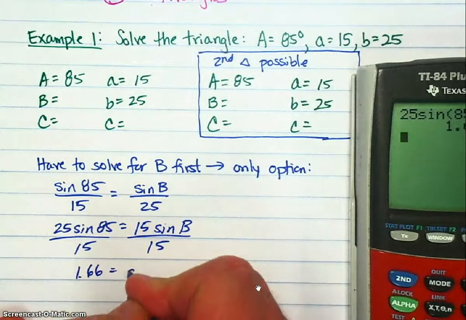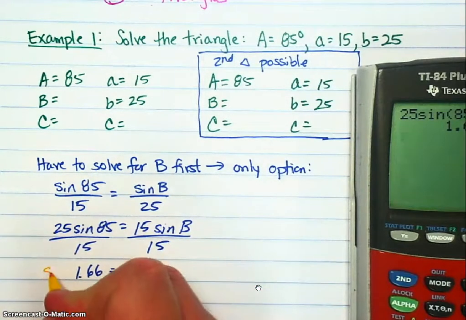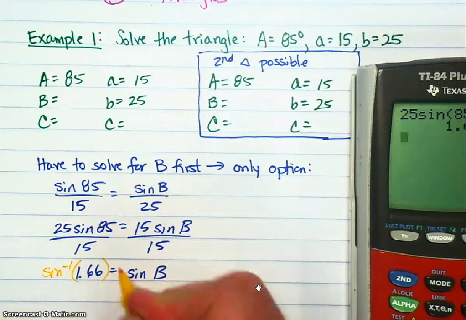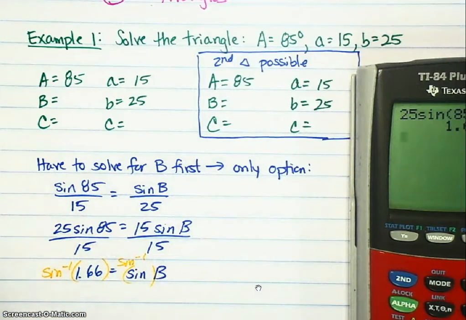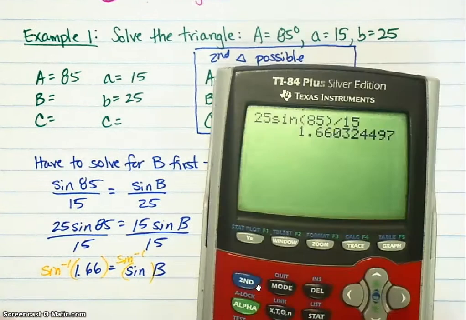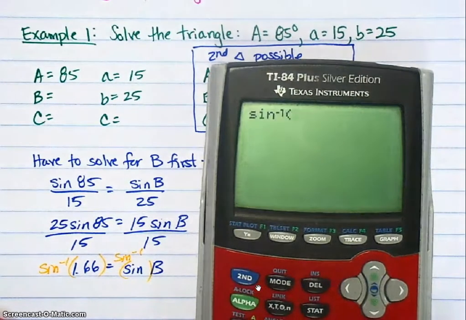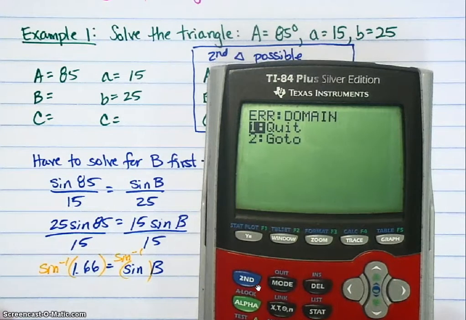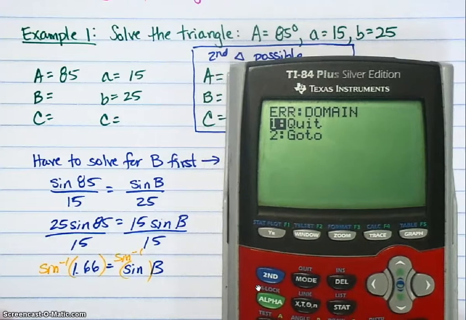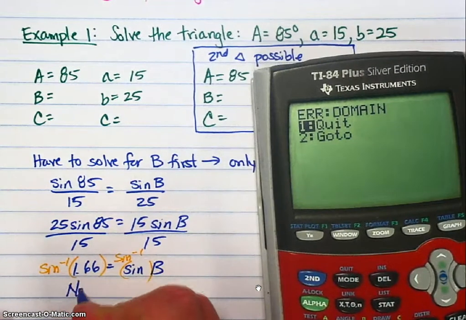So we've got 1.66 equals the sine of b, and if you remember the way we solved these, to get rid of sine, we did sine inverse. Hopefully you remember that from the last unit. And when we do sine inverse of 1.66, we get a domain error on our calculator. So we got an error message, which means no solution.